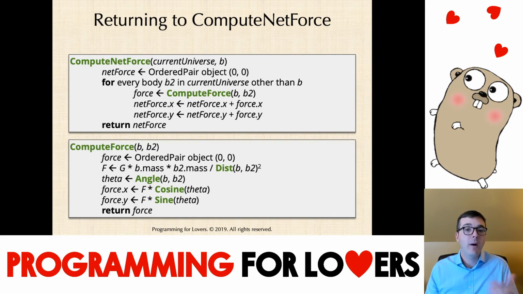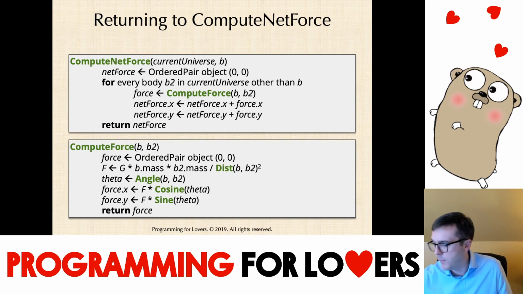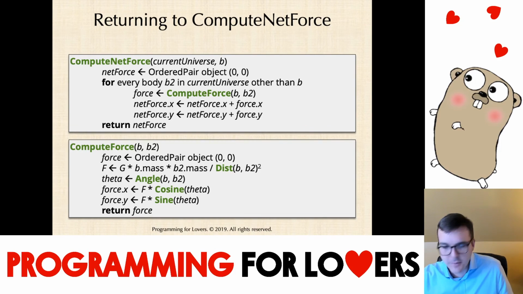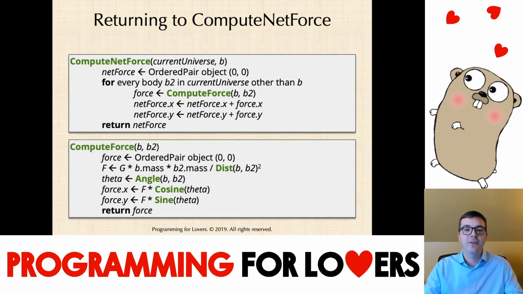I now get to apply my force of gravity formula that I had before, where I said that F, the magnitude of the force, is equal to our gravitational constant G times the product of the masses. So that's where I can access the fields B dot mass and B2 dot mass. And then I'm going to divide that by the distance between the 2 bodies.